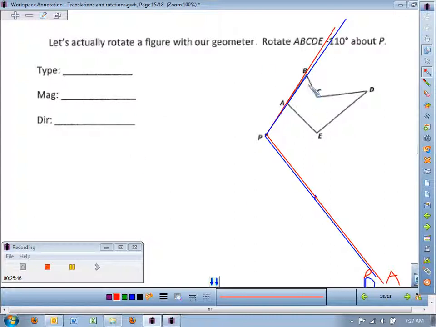Cool. Do that again for C. Connect a line from P through C and measure 110 degrees away from that. Then do it for D, and then do it for E. Like I said, if you're confused, please come see me. Just stop what you're doing and go, I don't understand how to do this rotation. Come on in and I'll show you.